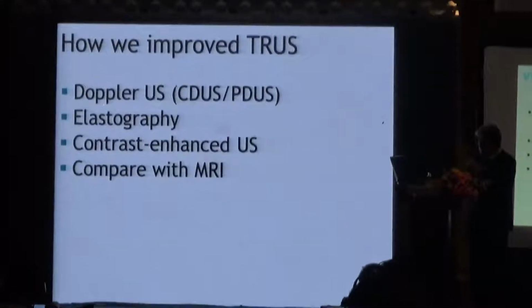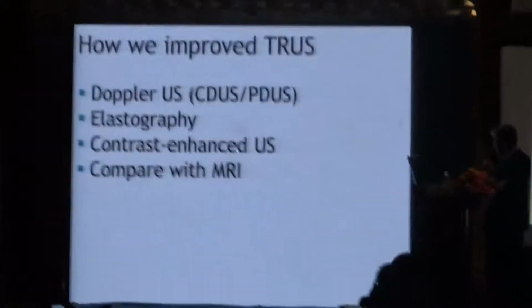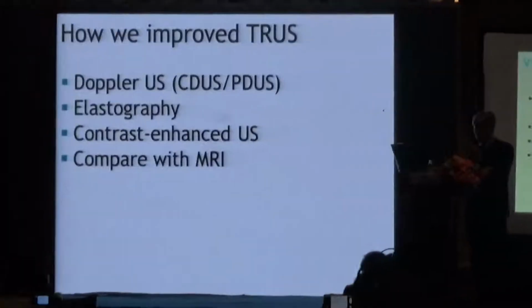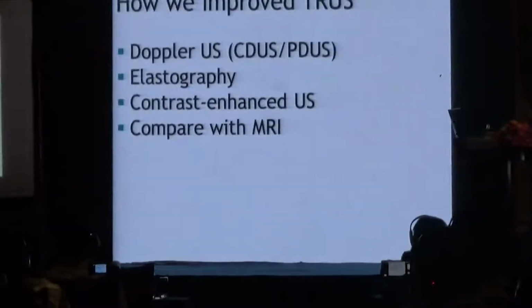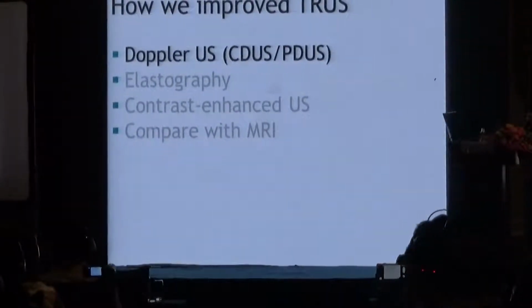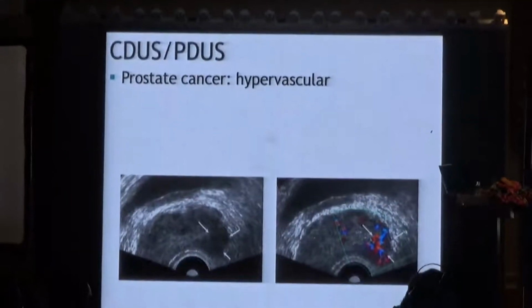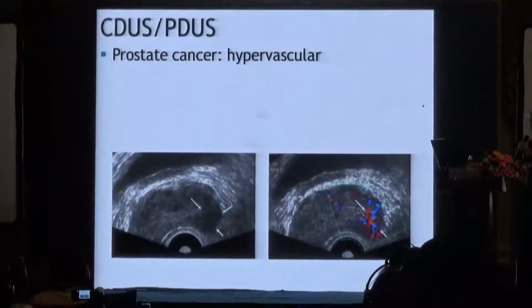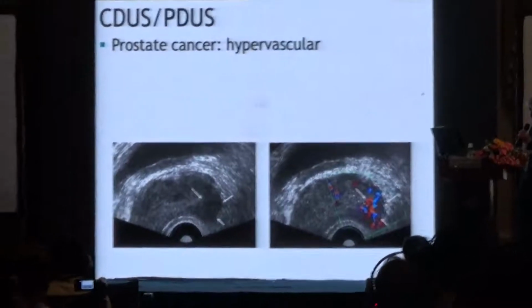One was Doppler ultrasound, the second elastography, so the contrast enhanced ultrasound. And nowadays it is also important, always we need to compare transrectal ultrasound findings with MRI findings. Let's think about Doppler ultrasound first. Like most malignant tumors of the other parts of the body, prostate cancer is usually hypervascular, like this one.